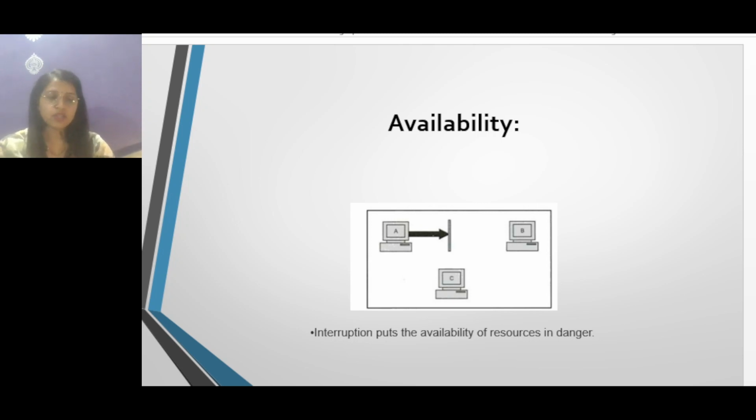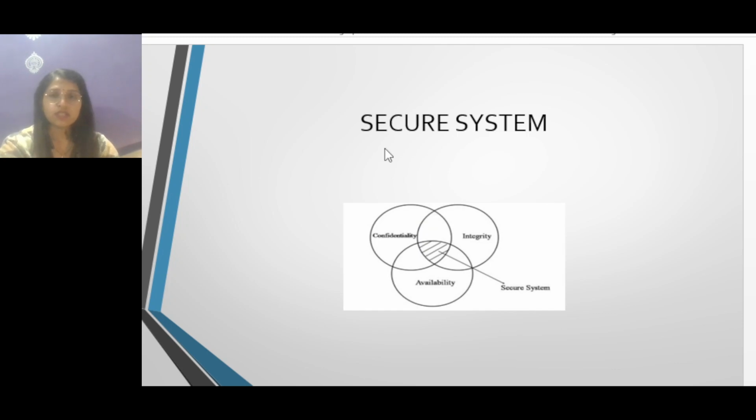So confidentiality, integrity and availability, these are also called as CIA. It needs to be achieved in an organization. So these are the basic secure system requirements. Your system should achieve all this at minimum.